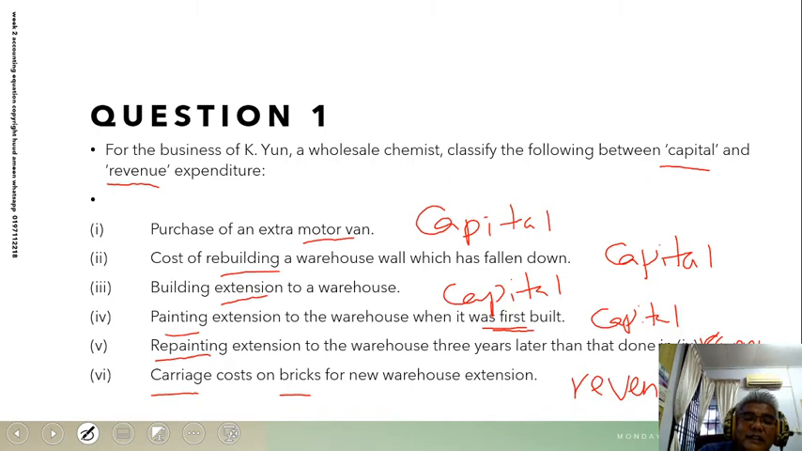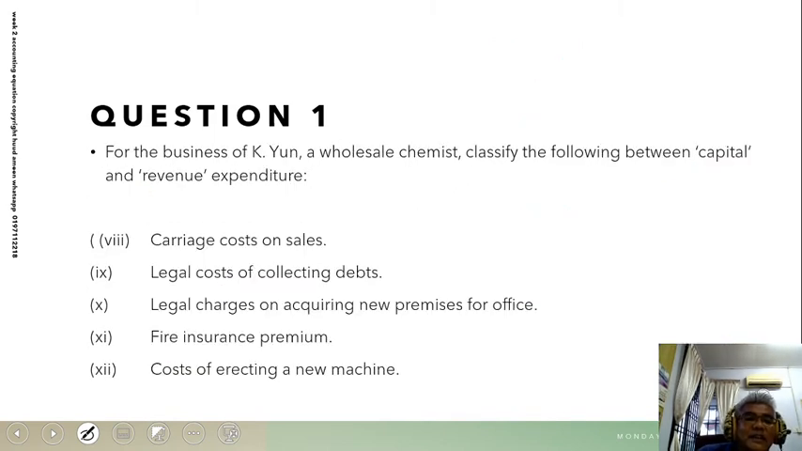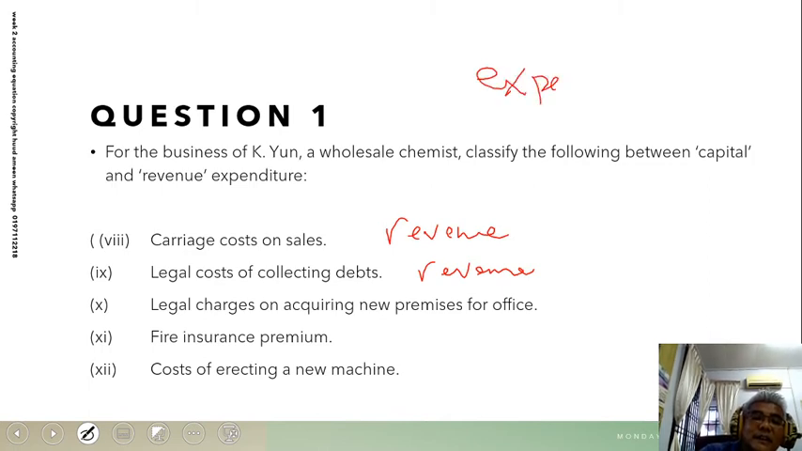This is not an asset. So you have to identify whether this duit yang kita keluarkan tu asset ataupun expenses. So remember, asset is asset tetap. Carriage cost also revenue, expenditure. Legal cost revenue. So remember, untuk revenue, expenditure or expenses, this is burn cost. Cost yang hangus.